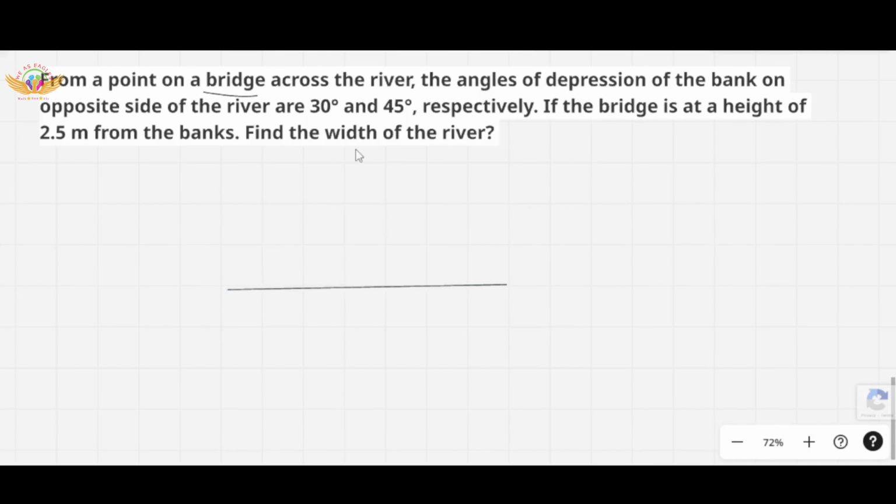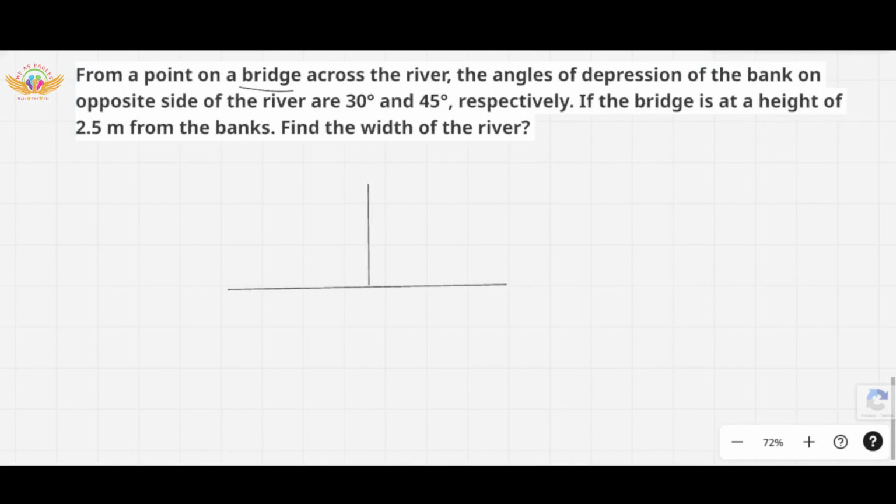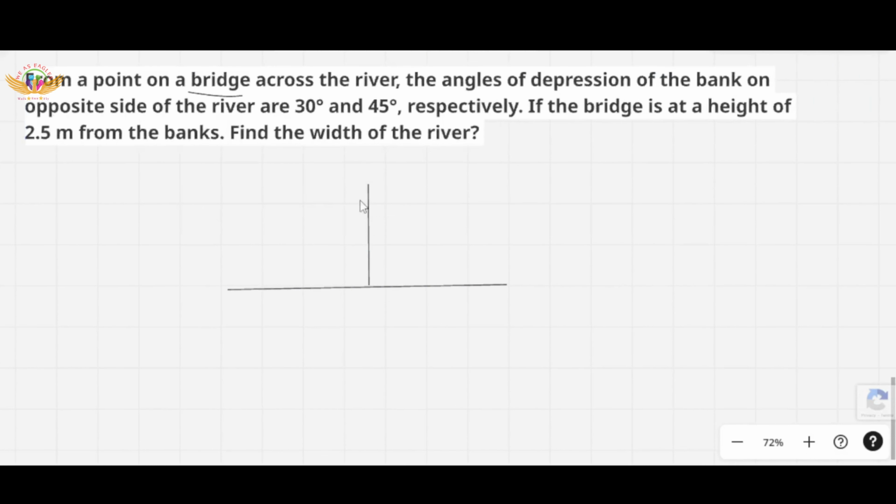And in this river, from a point on a bridge across the river, there was a bridge here. Let me take the bridge as this. Done. If this is the bridge, what are they telling? They are telling the height of the bridge is 2.5 meters.